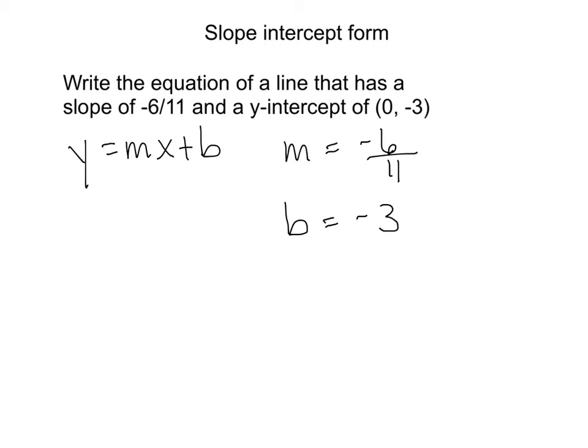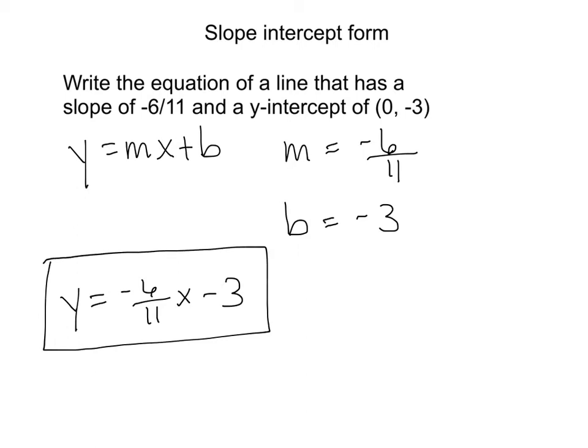Taking that information and plugging it into the equation, I get y is equal to -6/11 x minus 3, because I'm talking about a -3. And that would be my final answer to this particular problem.